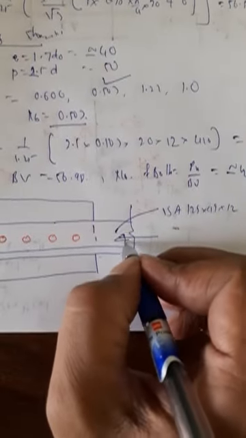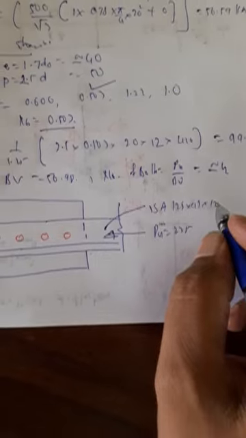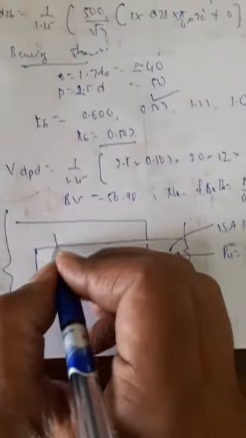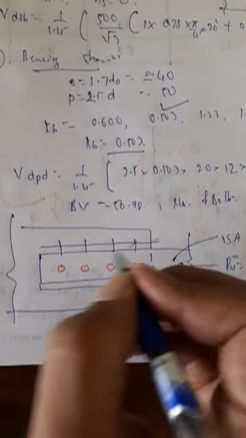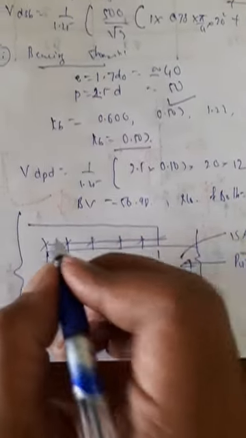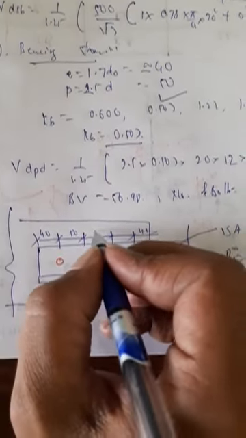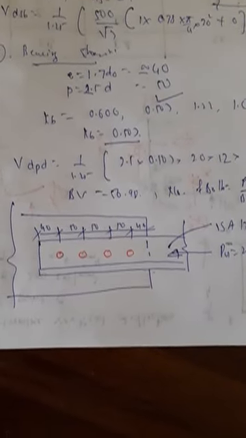Compressive load PU is equal to 225 kilonewtons. This is compression, so show it inside. So these are the 4 bolts. Now show the edge and pitch distances. This is the edge, 40, 40, 50, 50, 50. This completes the problem. Thank you.